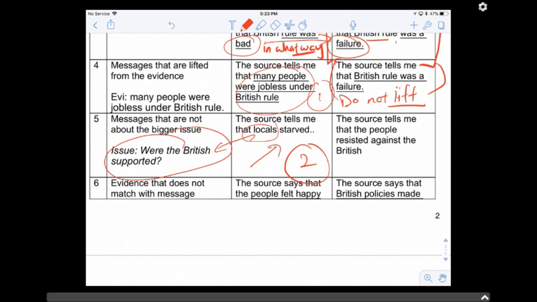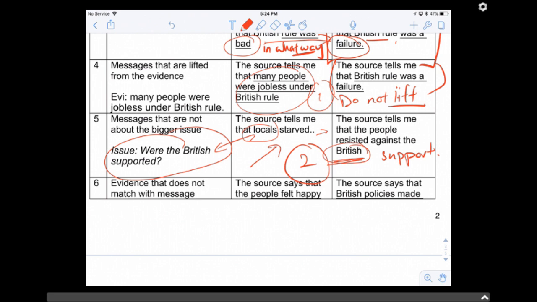So please look at the correct answer. It tells me that people resisted against the British. Now the main character is here. I'm talking about the main topic, which is British support. So this is okay. Please don't give me messages that are not about the bigger issue.